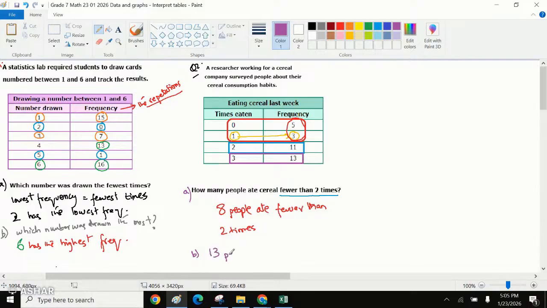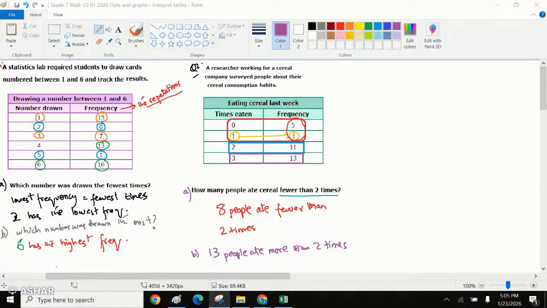So if this was part B, let's suppose I just write a statement: 13 people ate more than 2 times, right? And exactly 2 would be 11, right? Okay, let's move ahead. Let's see a few more examples.